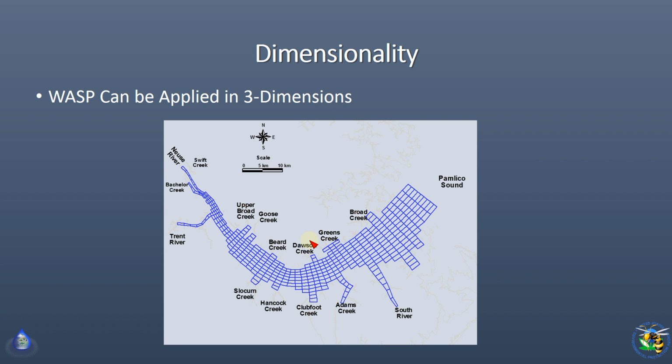For most cases, if you're going to apply it in a 3-dimensional mode, you're probably going to want to link it to a hydrodynamic model. In the example here, this is the Neuse River estuary that I applied WASP to several years ago. There's 405 horizontal cells for 4 layers. And if you were to do this yourself, you would have to describe to WASP the transport between each one of those segments for each one of those layers. So you would more than likely apply a 3-dimensional hydrodynamic model and link it to WASP.